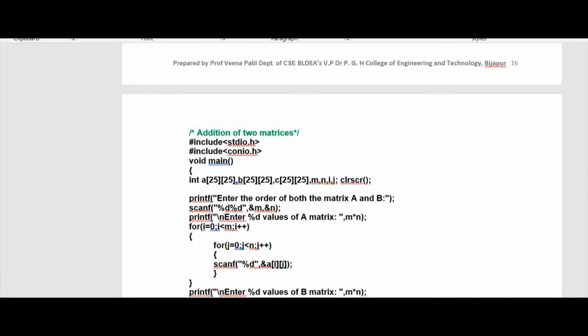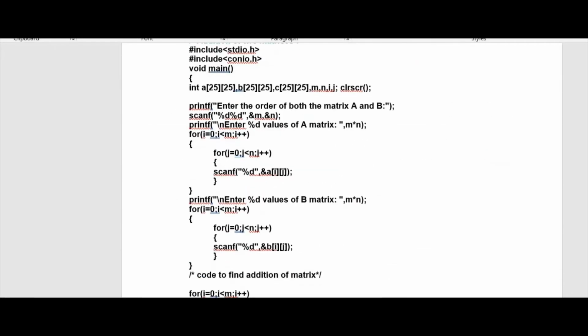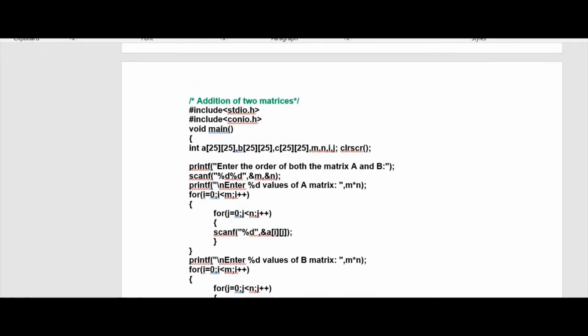Good morning, dear students. As we discussed in the last video, we are going to learn about the two assignments: write a C program to find the addition of two matrices A and B of the same size, and write a C program to find the multiplication of two matrices A and B. Let's start with the first assignment, that is, addition of two matrices.